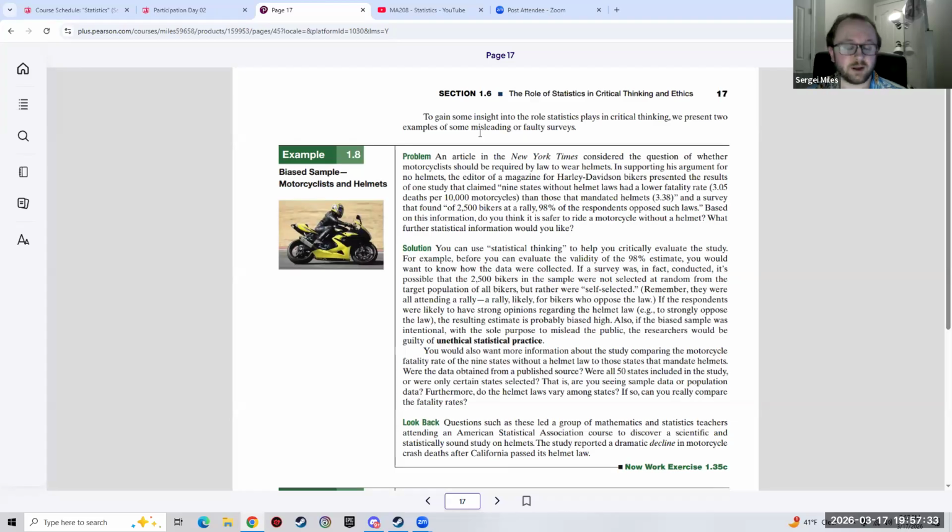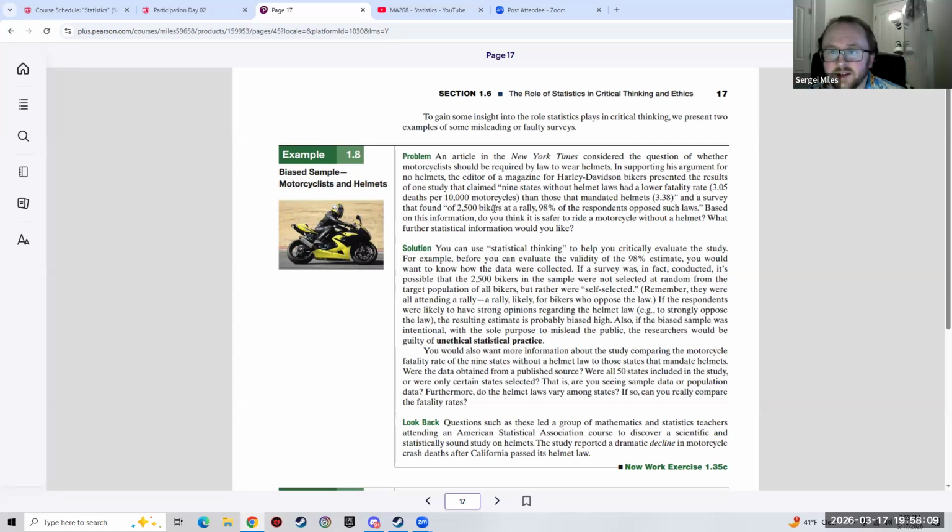Now you might already be thinking, well, is there some bias at play here? This is an editor for the magazine for Harley-Davidson bikers. He might already have his own kind of agenda coming into this, right? He also shows a survey that found of 2,500 bikers at a rally, 98% of the respondents opposed such laws, trying to show evidence like, look, bikers don't like these laws, we need to get rid of them. All right. Again, looking at this survey, is there a possible bias here?